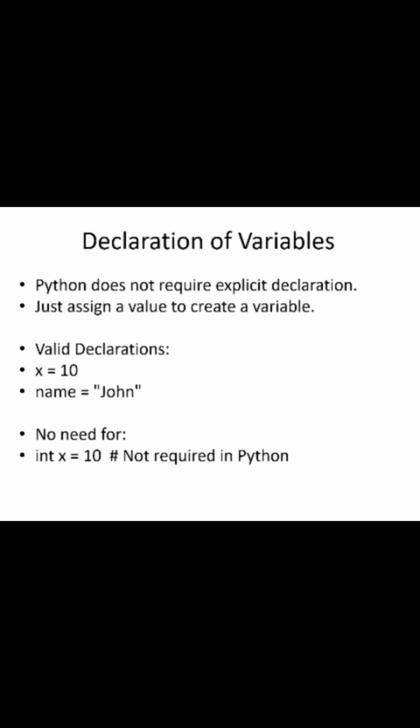Declaration of variable. Python does not require explicit declaration, just assign a value to create a variable. Valid declaration in Python, that is variable name x is assigned the value 10. Next one is name. Any name is assigned a value that is a string. A string is assigned using either single quote or double quote. No need for a variable name with data type.